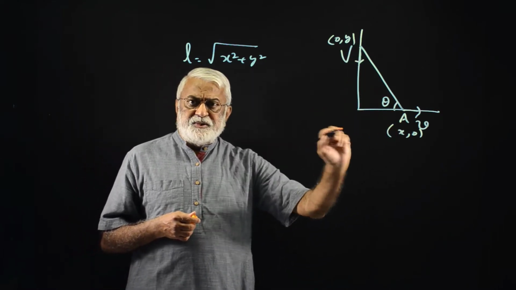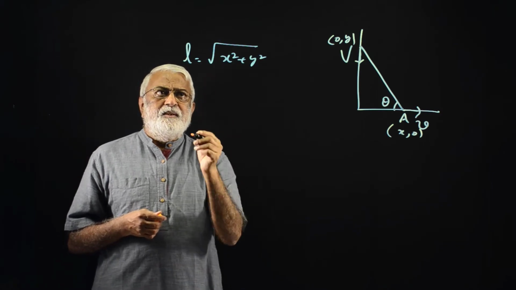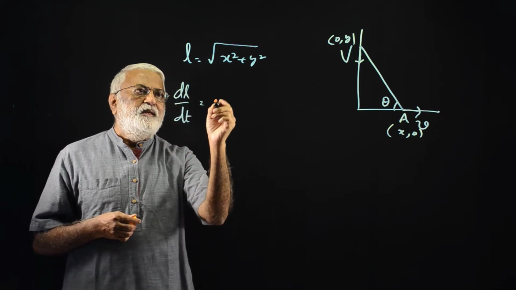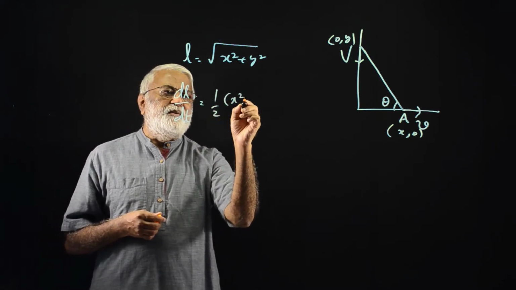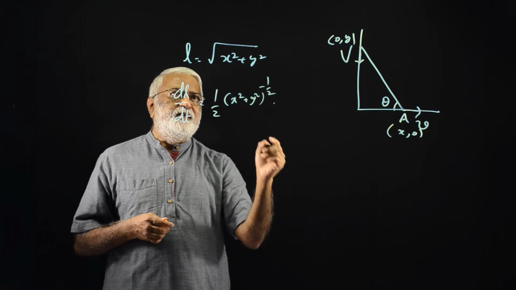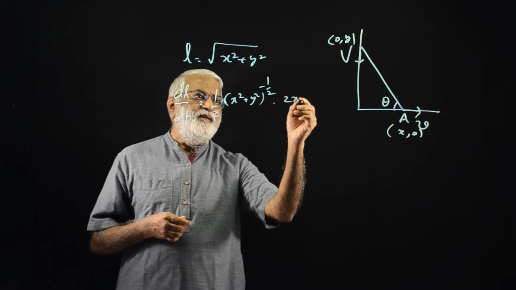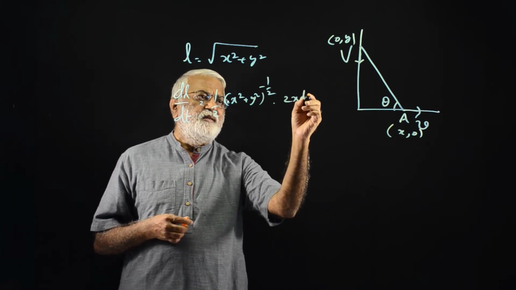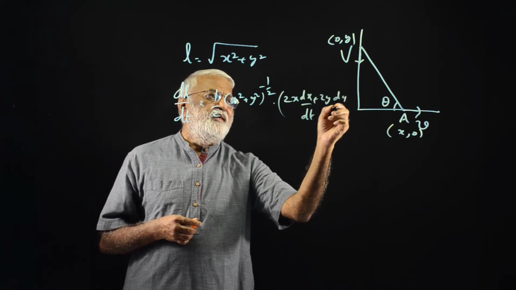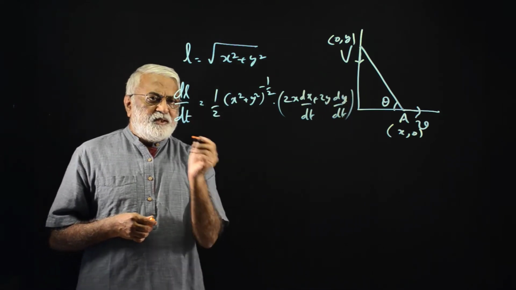The length of the rod does not change during the motion, right? So this is to be differentiated so that dL by dt would be 0. We could do that. dL by dt equals half x squared plus y squared to the power minus half. To differentiate that, 2x, we're differentiating this with respect to time, right? So 2x dx by dt, dx by dt is small v, plus 2y dy by dt, right? And this should be 0.